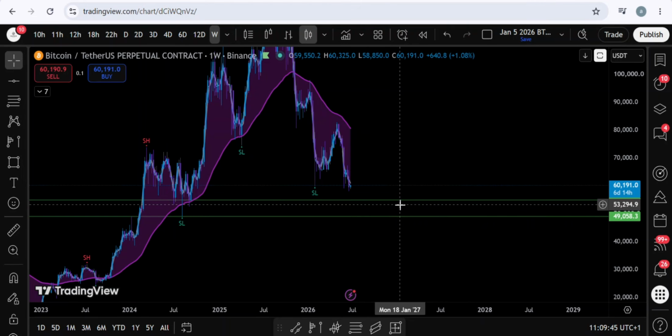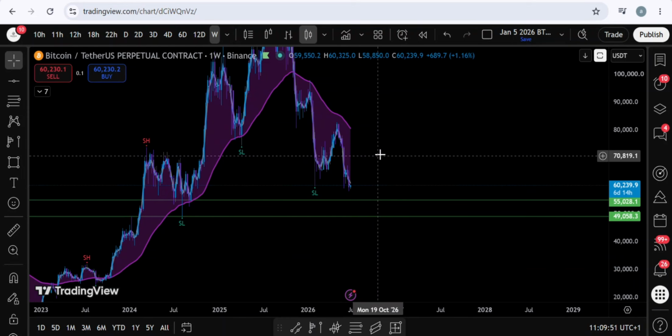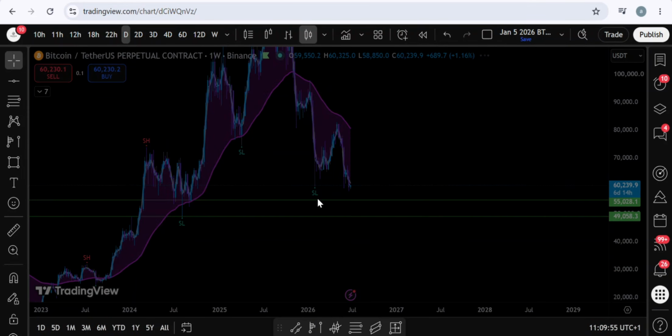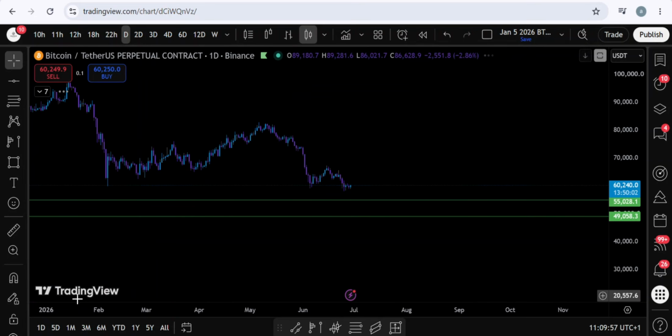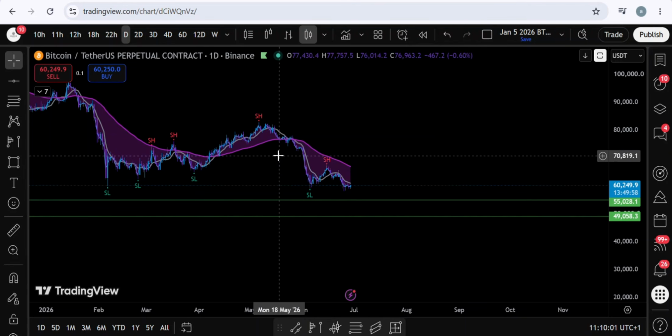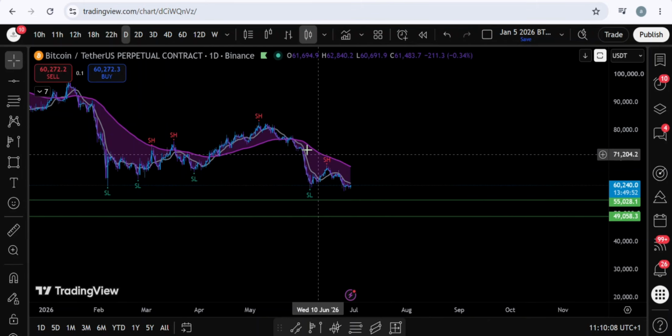Also, on the daily time frame, we want to see this cloud start to reverse. We don't see that on the daily time frame. It's still downwards, but it is starting to slow down. So I'm going to have a look at this in the next few days to see if it starts to curve up.